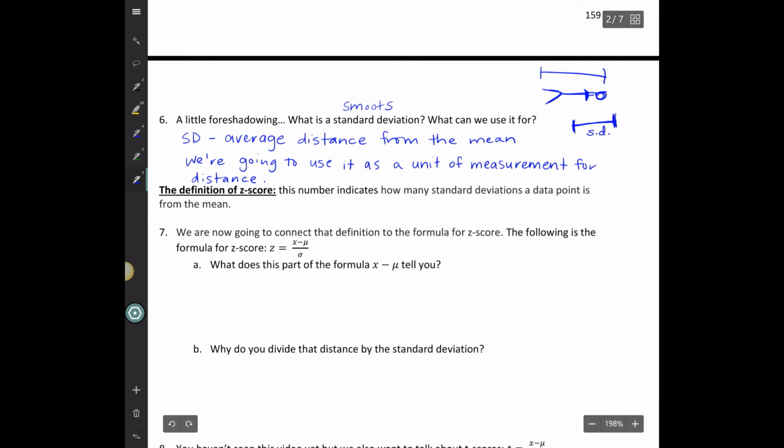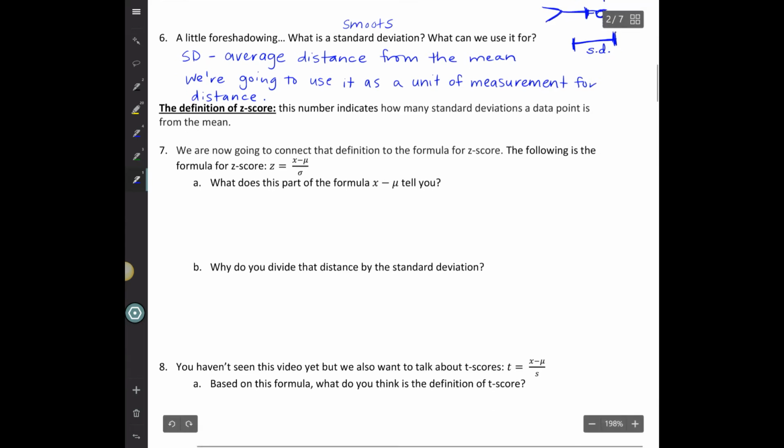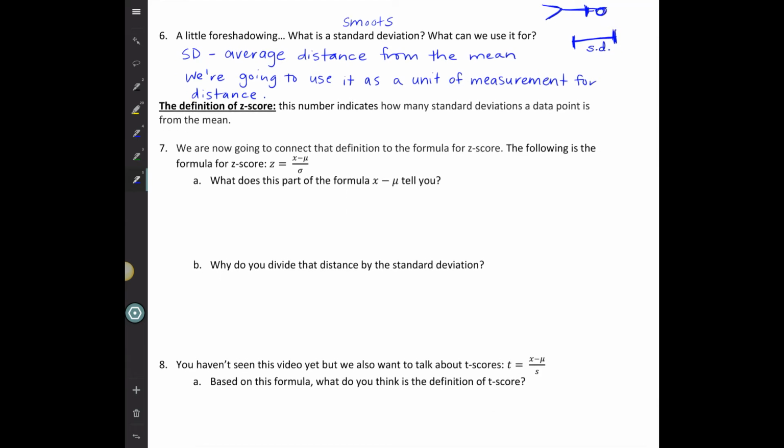How many standard deviations will fit in this particular distance that we're talking about? Okay, so this sounds confusing and vague for now, but we are going to use this to connect to z-scores. So let's take a look at the definition of a z-score. A z-score is a number that indicates how many standard deviations a data point is from the mean.